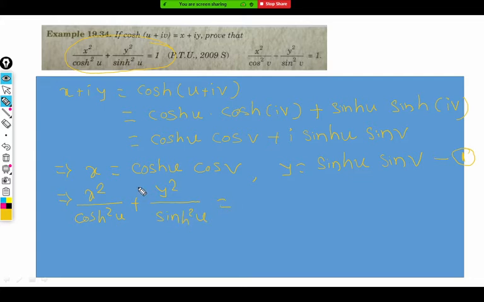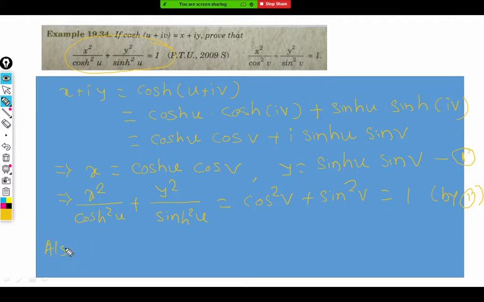So from 1, what is the value of x upon cos hu? It is cos v. So it becomes cos square v plus sin square v. And what is that answer? That is 1. This is just 1, and that's the required result. We got the first result.